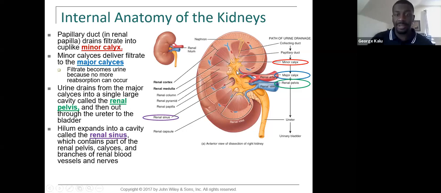In order to hold all of these individual structures, there's a cavity here called the renal sinus. The renal sinus is this cavity that contains the renal pelvis, the calyces, as well as all the branches of the renal arteries and the renal veins and the nerves and everything.